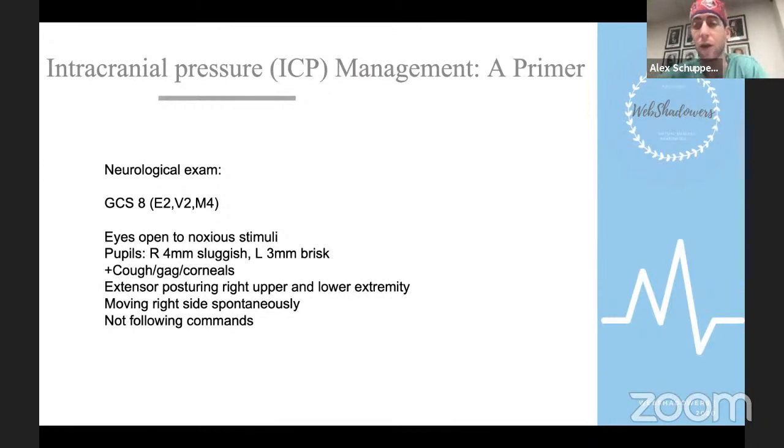He does have a cough reflex. He has a gag reflex, a corneal reflex. These are all brainstem reflexes that all of you, if you're awake and alert, have right now. He's extensor posturing, his right upper and lower extremity. What this means, guys, is he's sitting in bed and his arm is going like this. His arm is straight out and his leg is straight out with his toes going down. He's not following commands. So you ask him to show 2 fingers, squeeze your hand, he's not doing it.